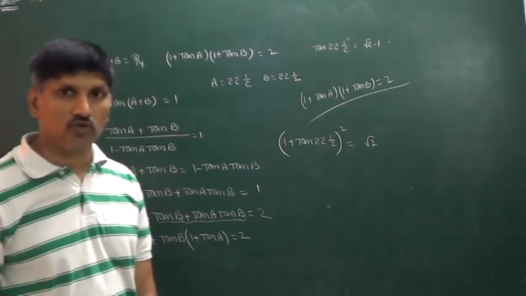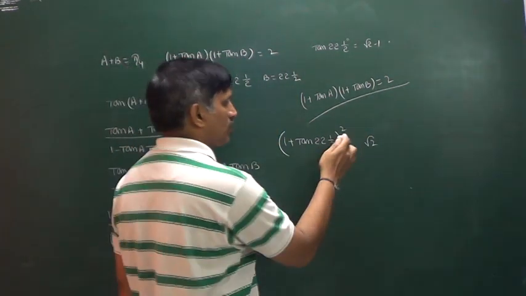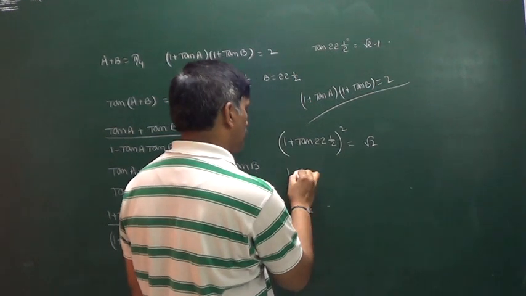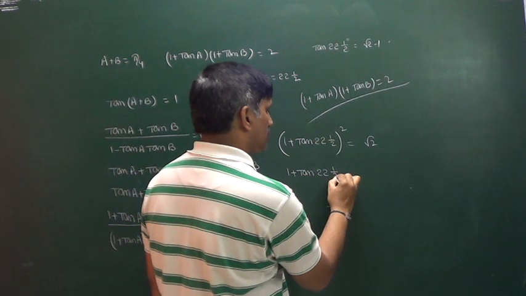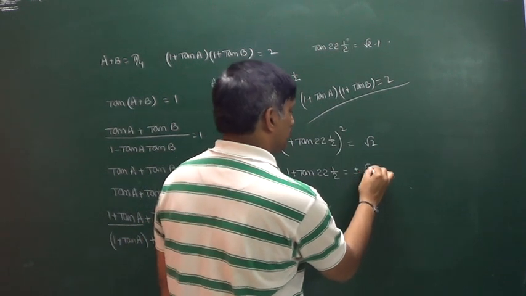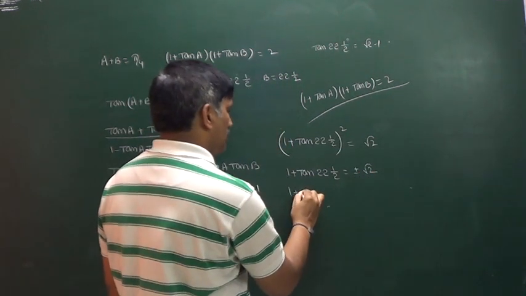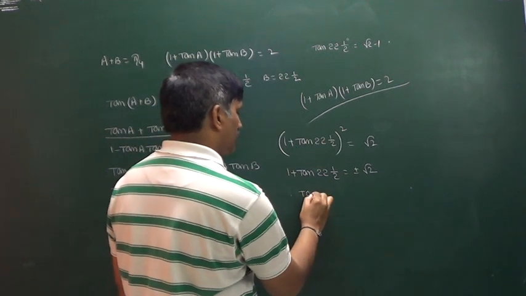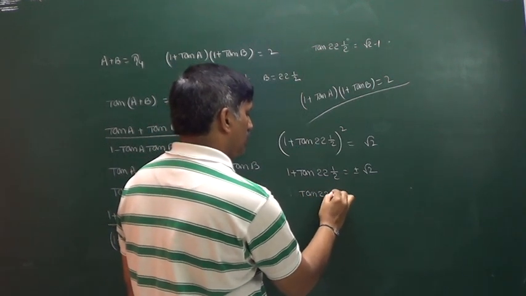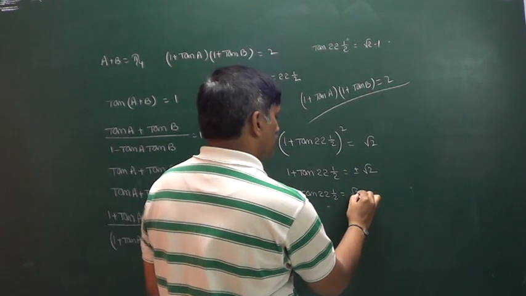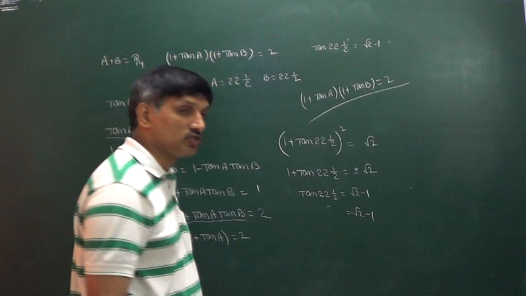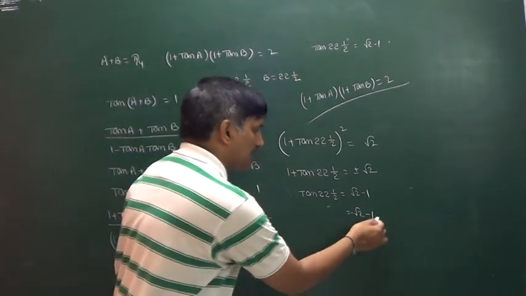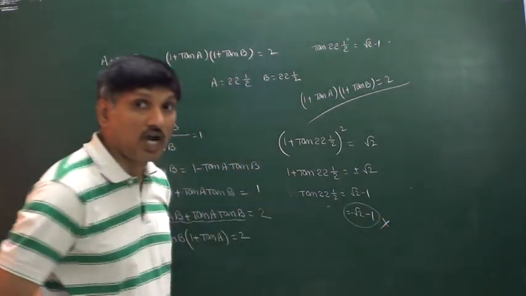That's why you will get 2. So 1 plus tan 22.5 degrees whole square is equal to 2, which means we can write 1 plus tan 22.5 degrees is equal to plus or minus root 2. Therefore tan 22.5 degrees is equal to root 2 minus 1 possible, minus root 2 minus 1 also possible, but minus root 2 minus 1 not possible.